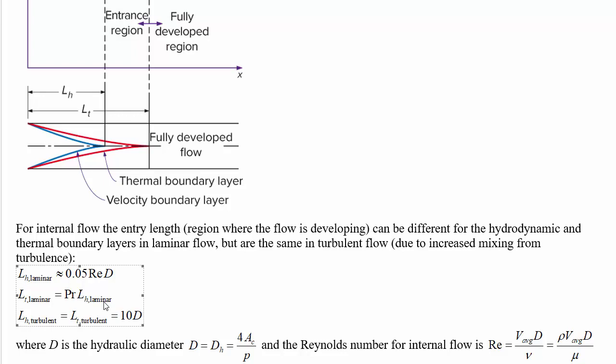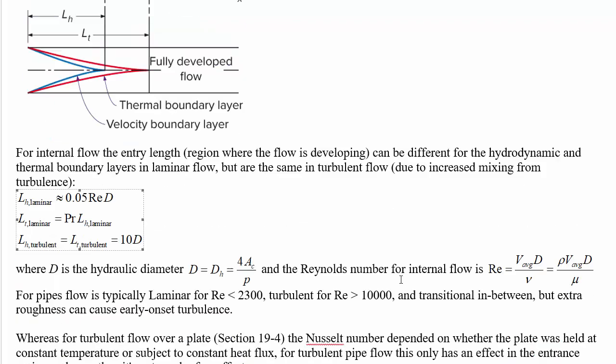So the velocity entrance length for laminar flow was 0.05 Reynolds number times the diameter. It turns out that for turbulent flow, the extra mixing from turbulence means both entrance lengths are basically the same and set at the hydrodynamic one, which is 10 diameters. Recall the hydraulic diameter here that we use. So hydraulic meaning referring to the part that gets wet on the inside of the surface.